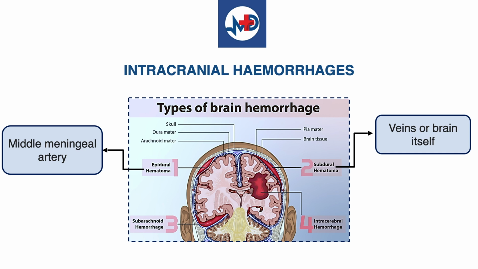When trauma is not the cause, the most common causes are long-standing high blood pressure in older adults, bleeding disorders in either children or adults, or the use of medications that cause blood thinning or certain illicit drugs.